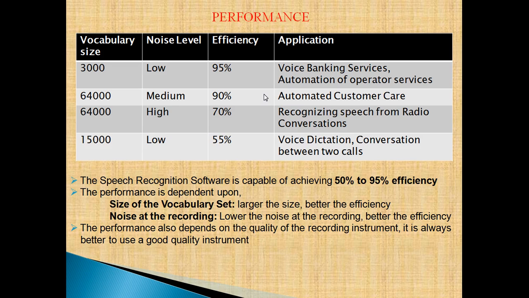Now, in case of automated customer care or voice dictation, where a lot of data needs to be processed, we need a larger vocabulary size. From the table, we can see that even with low noise, the efficiency for voice dictation is bad in regard to automated customer care, which has a medium level of noise. The reason is that there's a large amount of data to be processed and it needs to be processed efficiently. But the required vocabulary size is the main constraint of the recognition model.